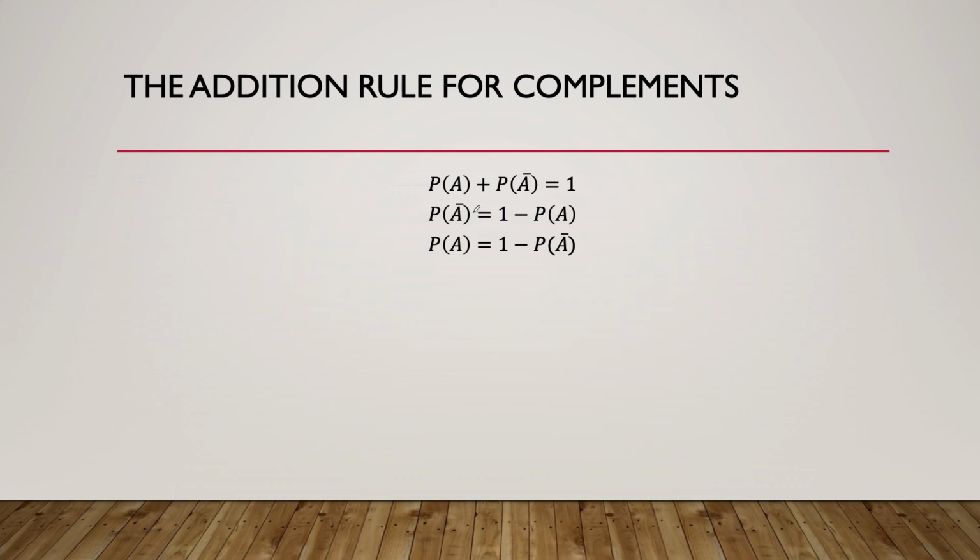The addition rule for complements is the probability of A plus the probability of A complement is equal to 1. By algebra, we could rewrite this as the probability of A complement is equal to 1 minus the probability of A. We could also write the probability of A is equal to 1 minus the probability of A complement.